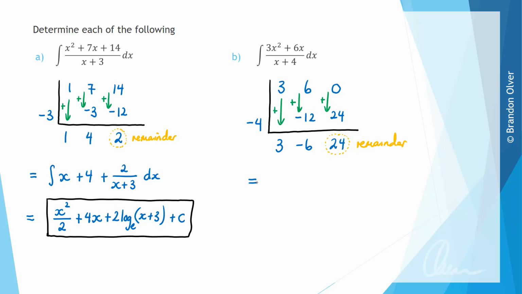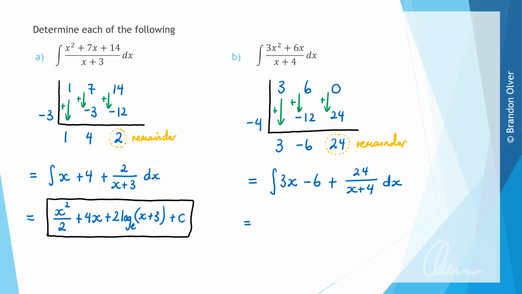So that means that our original integral can be written as 3x. So this 3 here becomes the coefficient of just x. And then the minus 6 is the new constant term. And then we have the remainder plus 24 divided by the x plus 4, so the original thing that we were dividing by. And we're going to anti-differentiate all of that with respect to x.